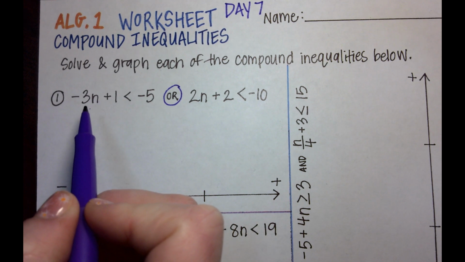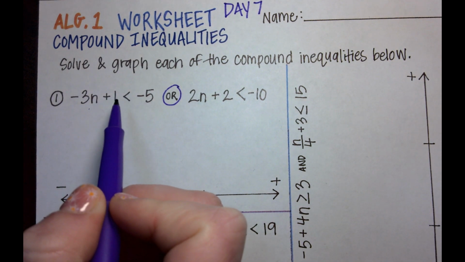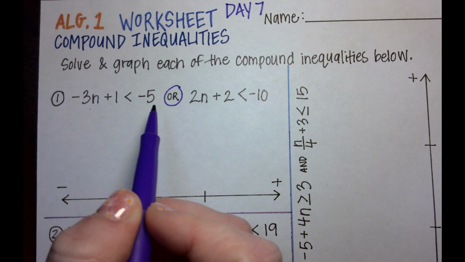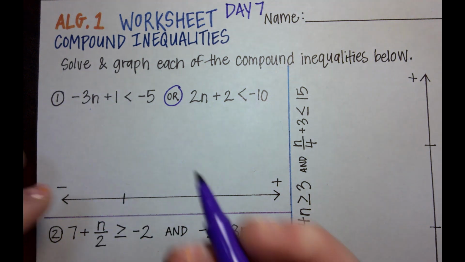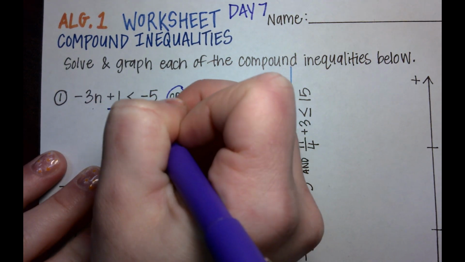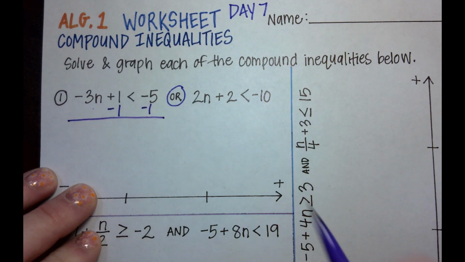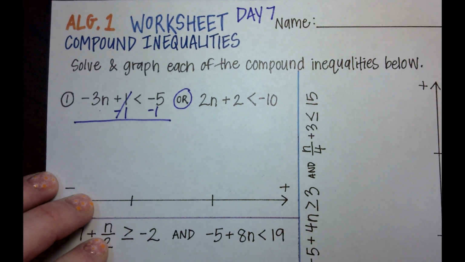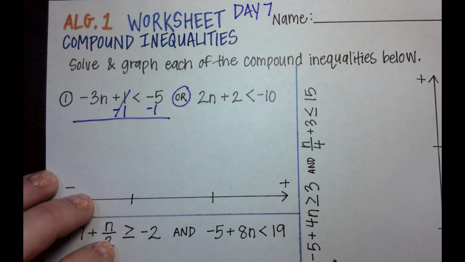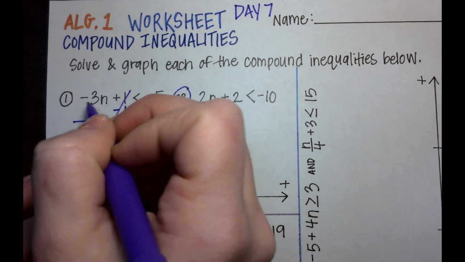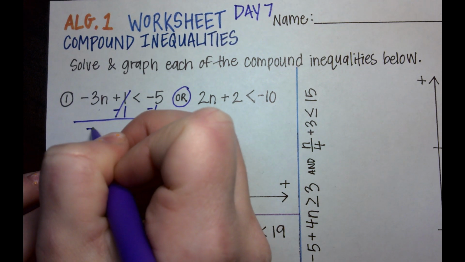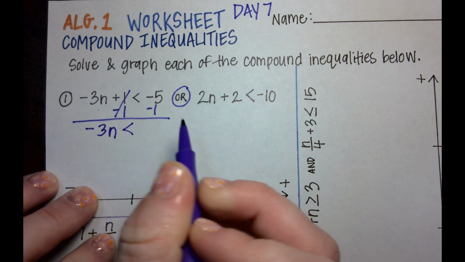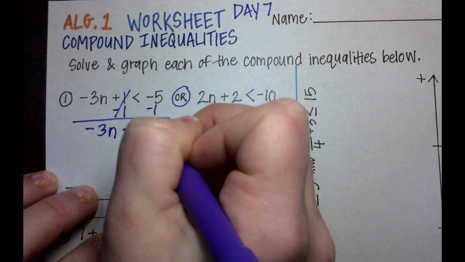We have negative 3n plus 1 is less than negative 5. What would we do first here? Subtract 1. Good. Subtract 1 from both sides. Okay, so I've subtracted 1. My 1's cancel. And what happens next? Bring everything down. Good. I still have a negative 3n. I have a less than symbol. Negative 6. Good.